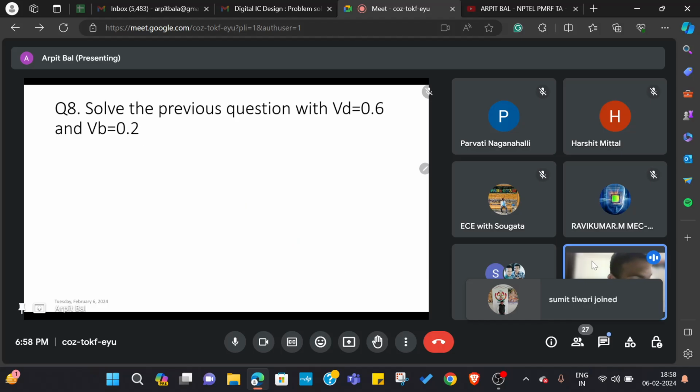Okay. So now, in the earlier case, what was given to us is VD is equal to 0 and VB is equal to 0 because both were grounded. Okay, so we did not see because of the presence of body effect how the CJ was affected, right?